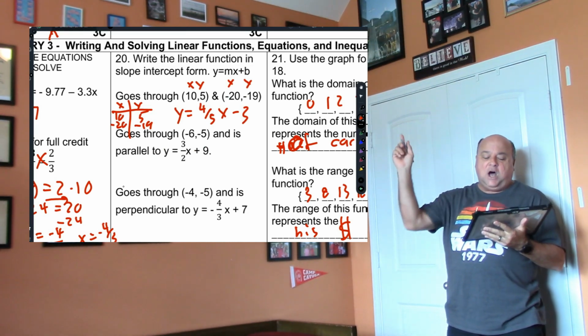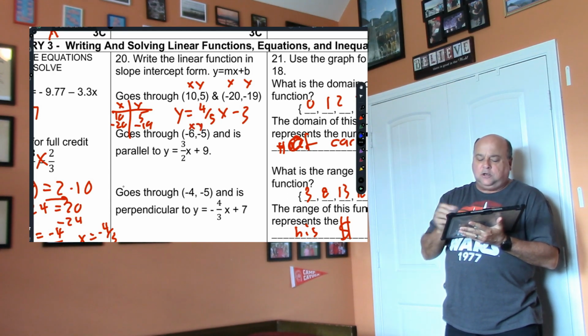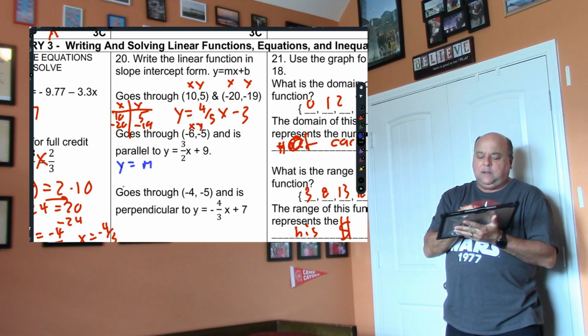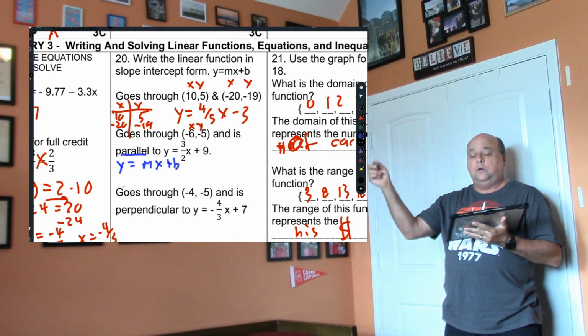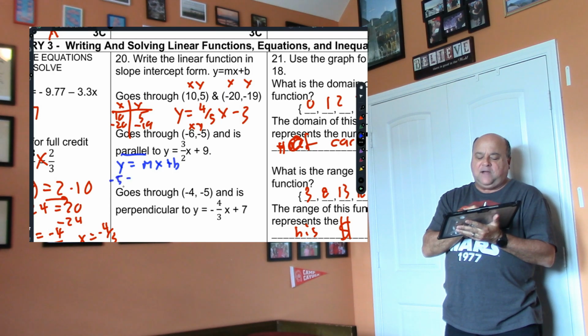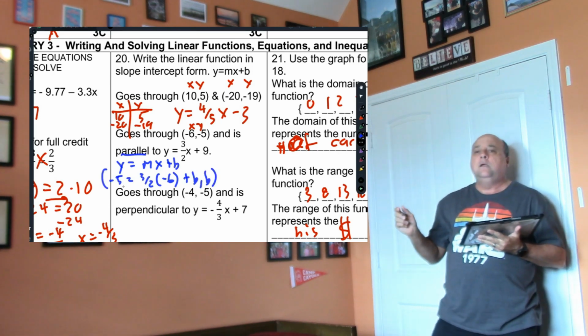Let's keep going. This is our x and our y. Let me switch colors. So we're going to write down y equals mx plus b. And our slope is parallel, so it won't change. So we're going to put negative 5 equals 3 over 2 times negative 6 plus b. We're going to put that into InSolve and solve for b.